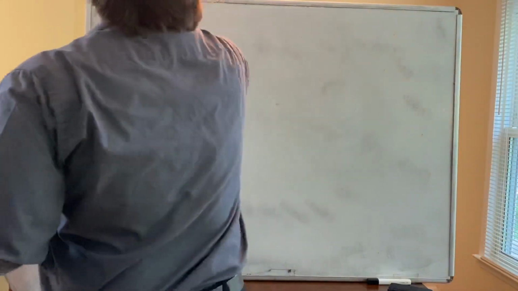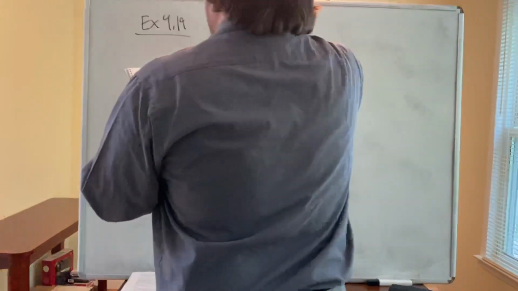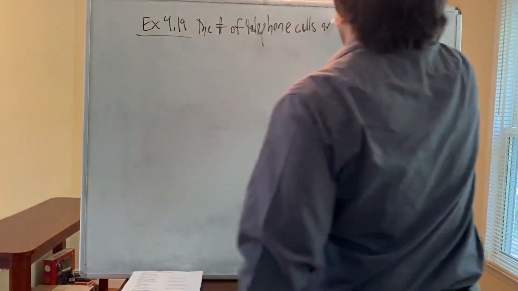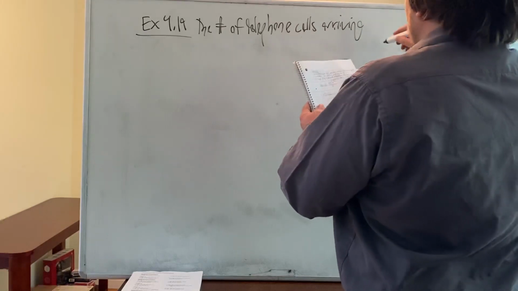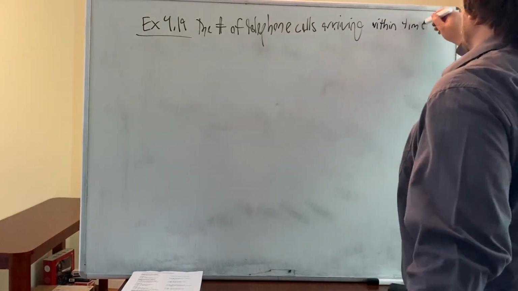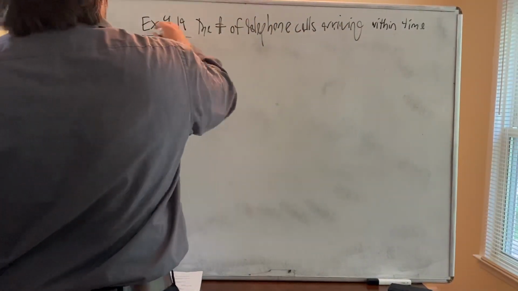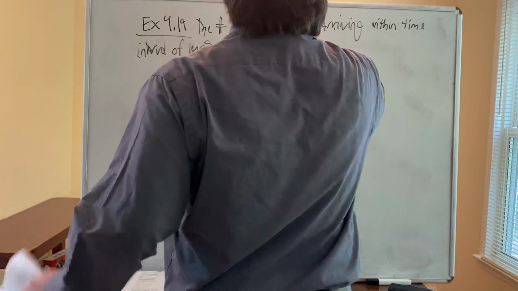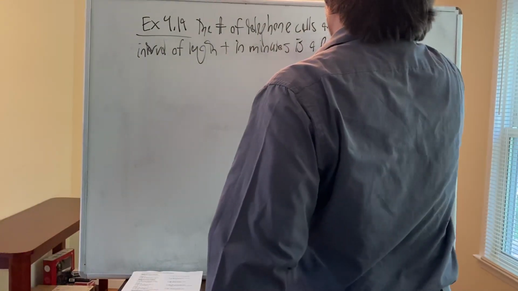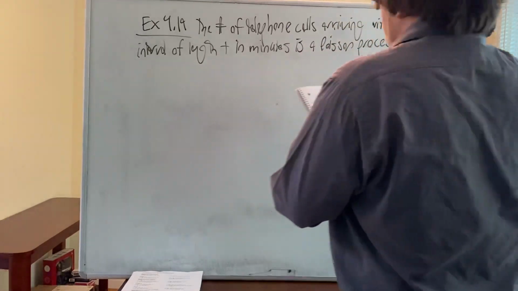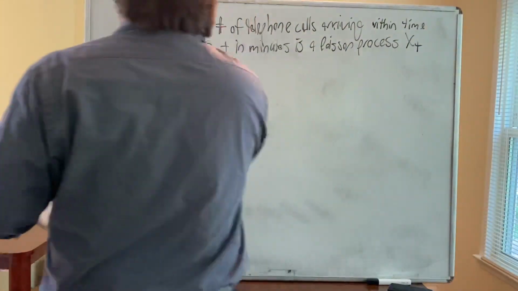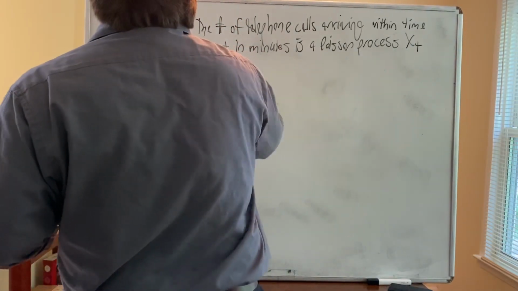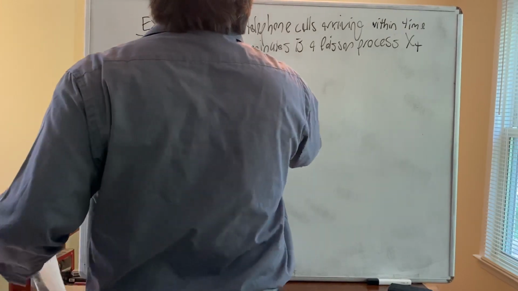Okay, so example 4.19. The number of telephone calls arriving within a time interval t in minutes is a Poisson process X sub t with lambda equal to 2. A, find the probability that X sub 5 is equal to 0.